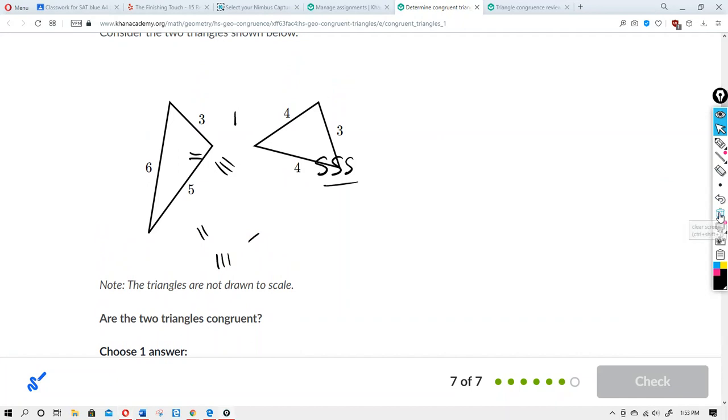And finally, we have 3 matches to 3, but the 4 doesn't match anything. The 5 and the 6 don't match anything. So this one's definitely no.